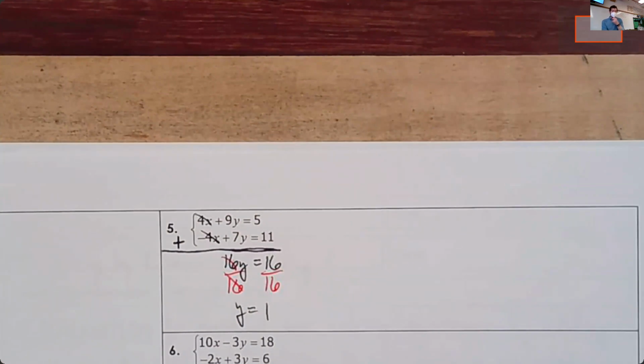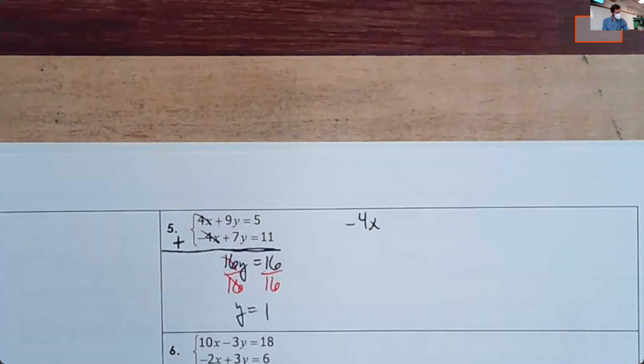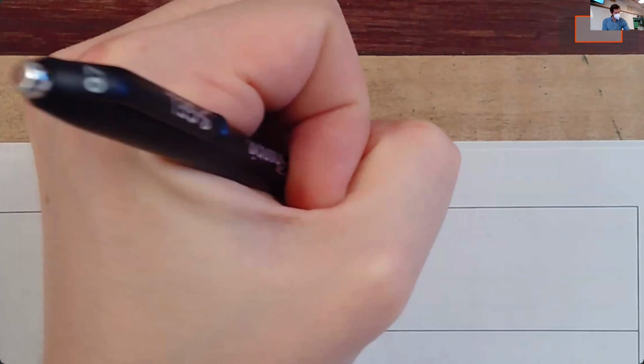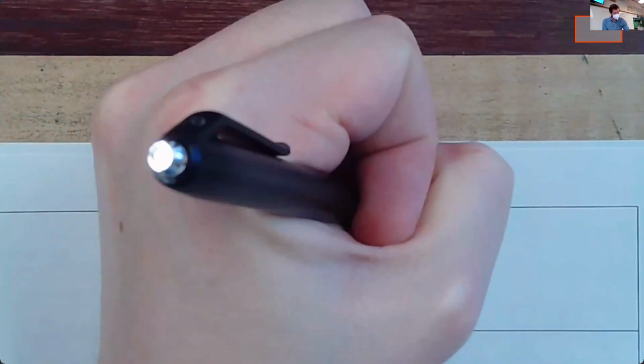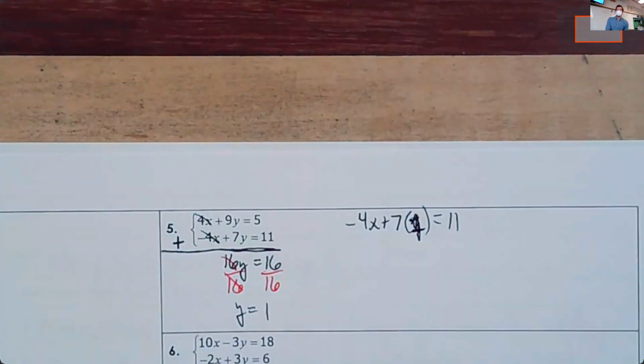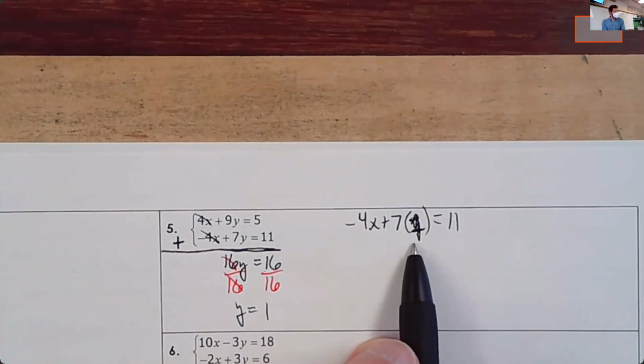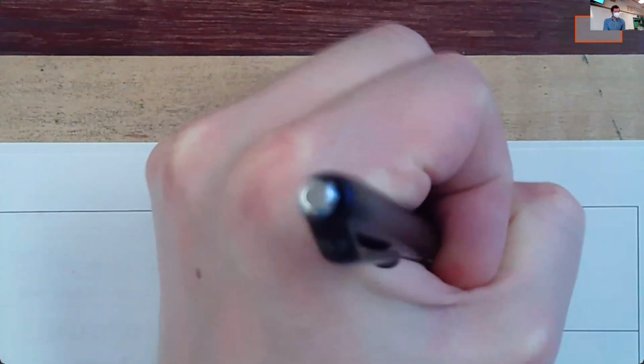Now we need x. First equation or second equation? Second one. Okay. So we're going to do negative 4x plus 7 times the value of y, which is 1. I'm going to write 1 instead of y. So 7 times 1 equals 11. That's a 1 in the parentheses. So 7 times 1 is 7. So that's negative 4x plus 7 equals 11.